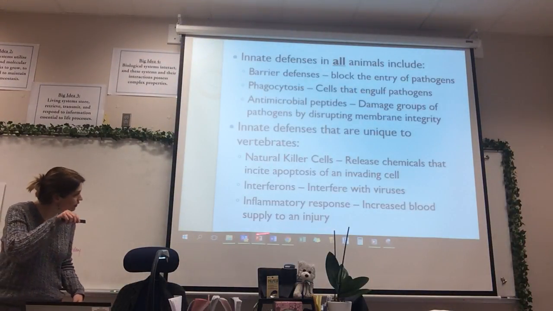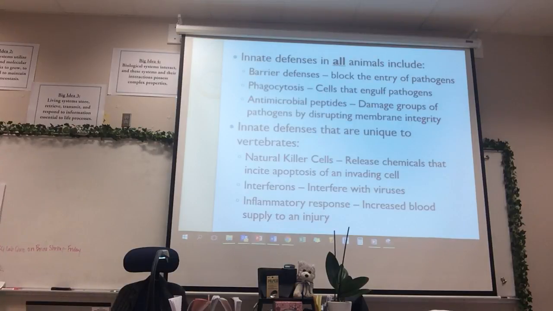Okay, so innate defenses, all animals have them. This is what I was just talking about on that diagram earlier. We have barrier defenses that block the entry of pathogens. We have phagocytosis, cells that engulf pathogens, and then we have antimicrobial peptides.